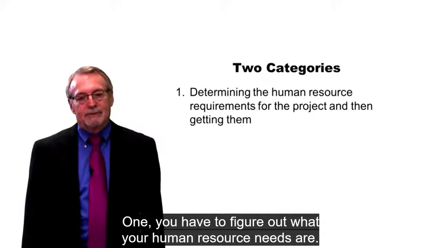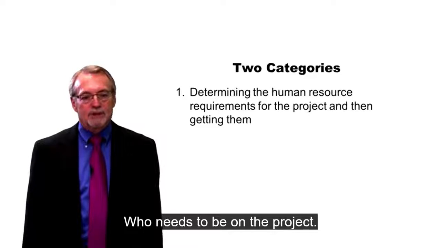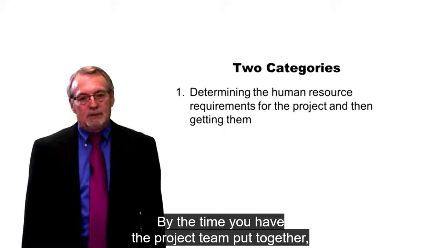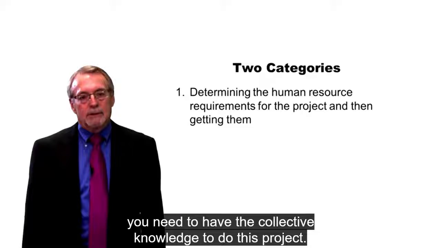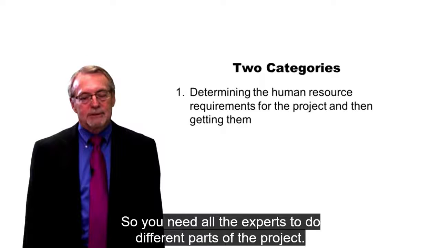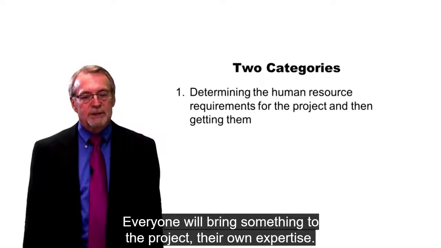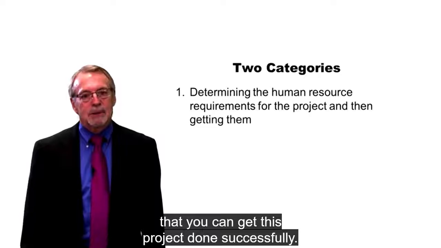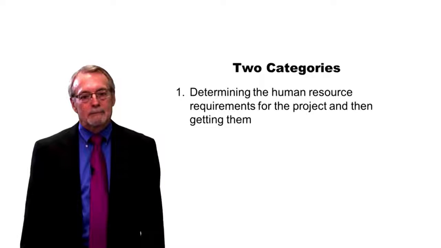There are two general categories of responsibilities you have as a project manager when you're working with human resource issues. One, you have to figure out what your human resource needs are. Who needs to be on the project? Who do you need to have on your project team? By the time you have the project team put together, you need to have the collective knowledge to do this project. So you need all the experts to do different parts of the project. Everyone will bring something to the project, their own expertise. Not everyone's going to be able to do the entire project. You need to get a team put together so that you can get this project done successfully.